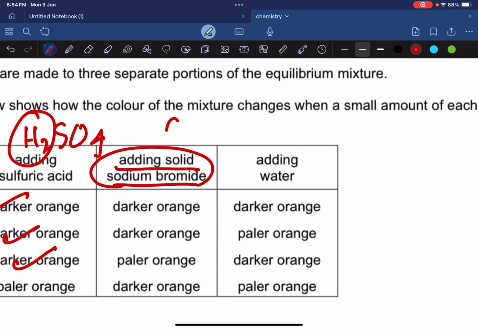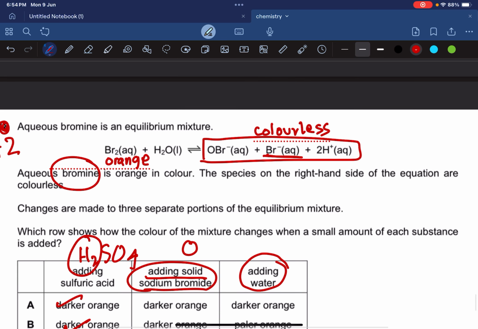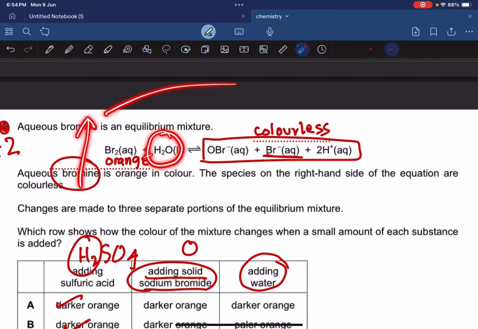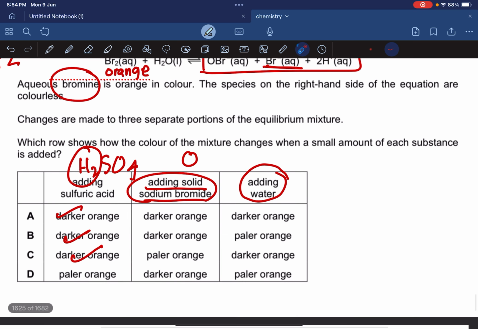Okay, adding solid sodium bromide, I'll come to this later. First, let's discuss adding water, because that's simple, I guess. If you add water, equilibrium will try to decrease it, will move towards this side, and it has to become colorless. You add water, equilibrium will shift towards the forward side to decrease water. So it's going to become pale orange, okay?